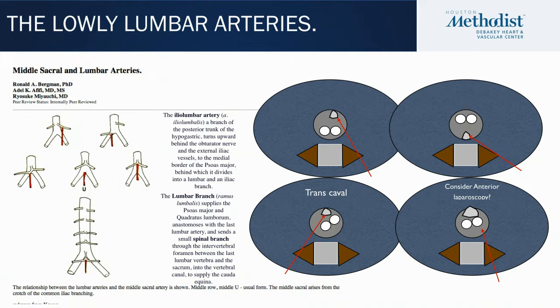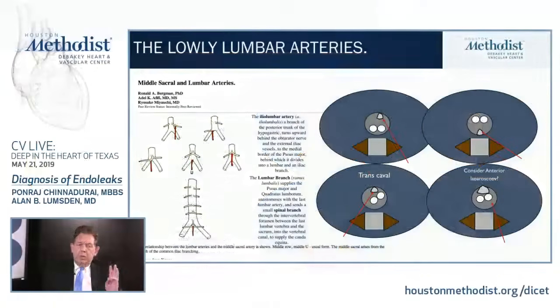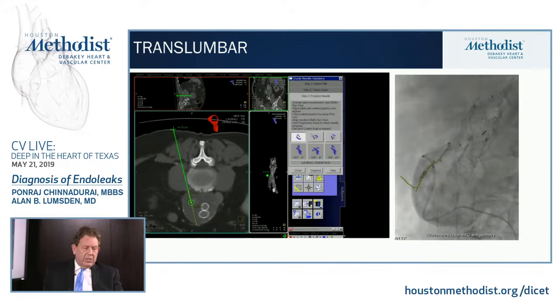Sometimes we actually approach these things from the front, and it's all based upon what is the potential access, where is the endograft, and what is the target vessel. And that's what Ponraj is basically going to help us with. So for example, this is how we do the translumbar approach. Here we use iGuide from Siemens. That's what the green imaging is.